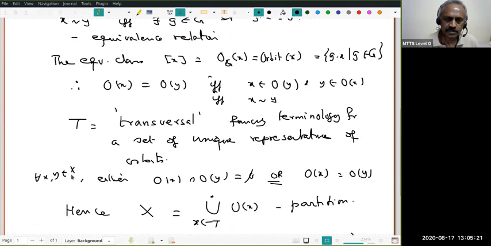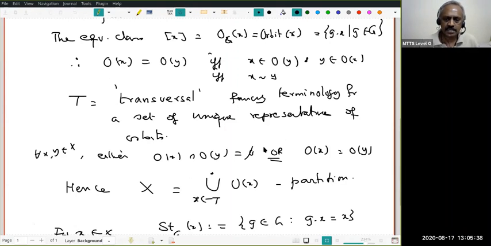Given any two elements X and Y, take the two orbits, O of X and O of Y. Either they do not have any point in common, that is their intersection is empty, or they have to be identical, because they are equivalence classes. The next thing is, let us take a transversal. This is a fancy terminology I'm using for a collection of a unique representative from each of the orbits. From each orbit, you take only one representative. It doesn't have to have any significant way of choosing the representative. Just choose one. This is just for counting purposes.